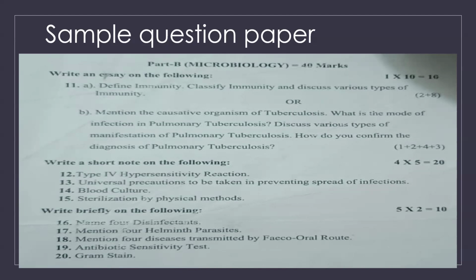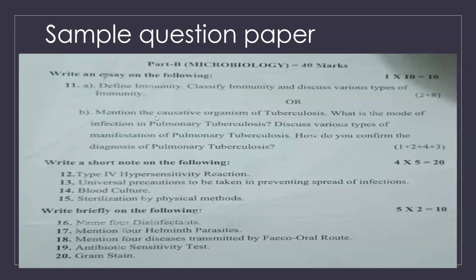Next, in passive immunity, discuss naturally acquired passive immunity and artificially acquired passive immunity, and the various types of immunity. If you explain all of this active immunity and passive immunity in detail, you will get about 8 marks. And for the definition and classification, you will get 2 marks.